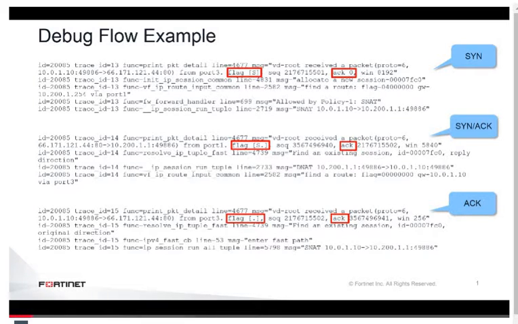This slide shows an example of a debug flow output. In this example, the debug flow has captured the 3 packets of a TCP three-way handshake. The output for the SYN packet shows when the kernel creates a new session with its session ID, finds the route to the destination, and applies NAT. It also shows the ID of the policy that matches this traffic. The output of the SYN ACK and ACK packets shows the session ID and NAT information.